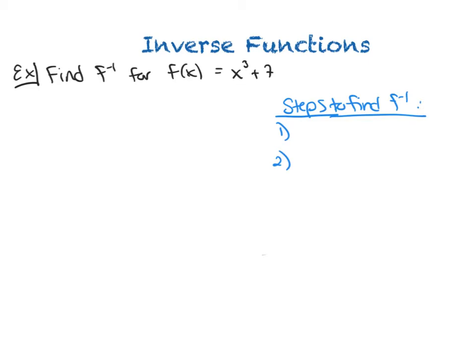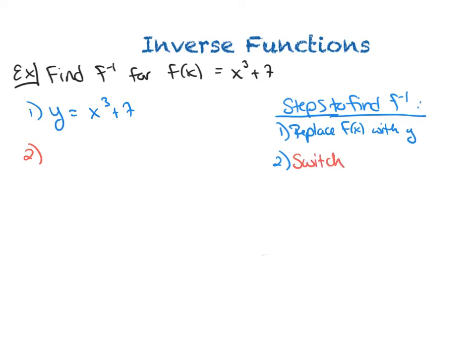The biggest problem here is we don't have any y's in this function. But we know what y is. Y is f of x. So the very first thing that we want to do is replace f of x with y. So that will be y equals x cubed plus 7. And now we can do that most important step, and that is switch your inputs and your outputs.